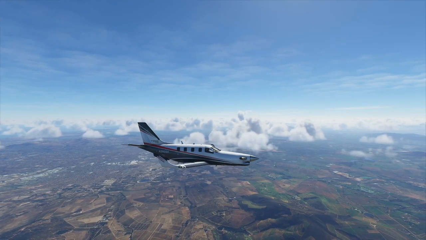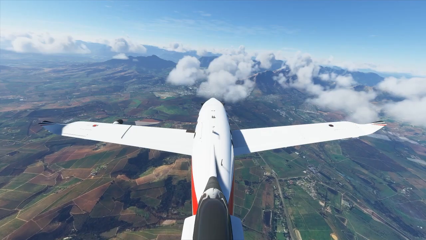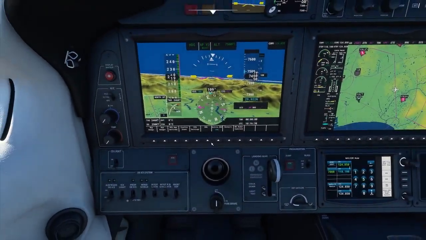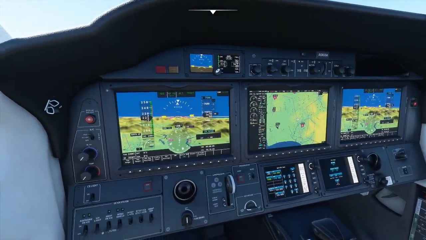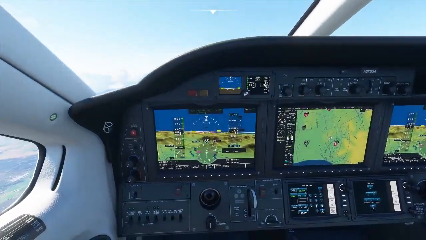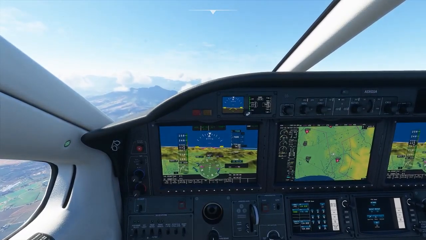Right, so hi everybody. What we're looking at today is NDBs and ILS approaches. So let me get my seat in the right position first of all, and let's get our speed back.